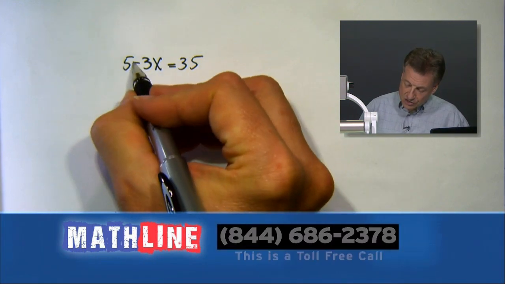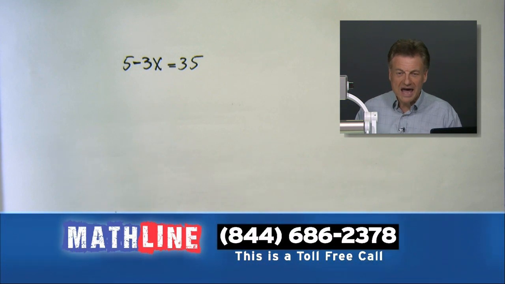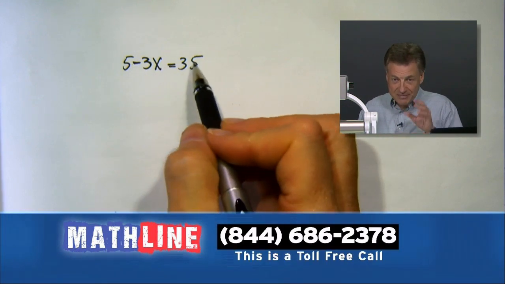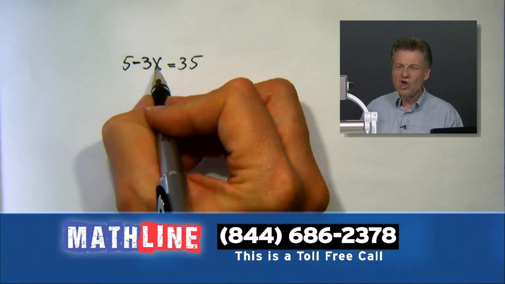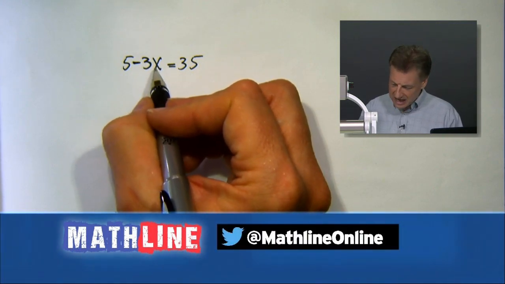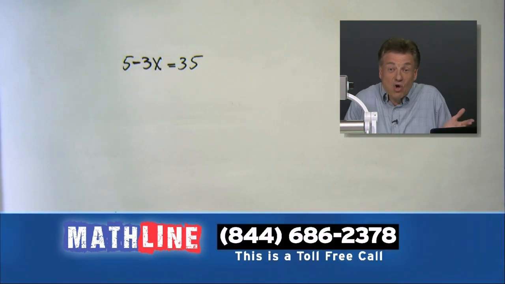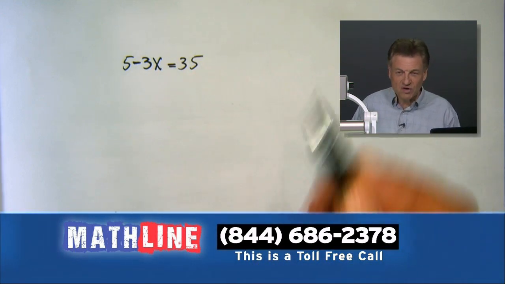Now, tricky moment here. This is a good old 7th and 8th grade pre-algebra type problem. It's a two-step deal, but the thing that is waiting to trip up so many of us is what do we do with this minus 3x and what do we do with the 5? Because that's the whole gist of the problem.